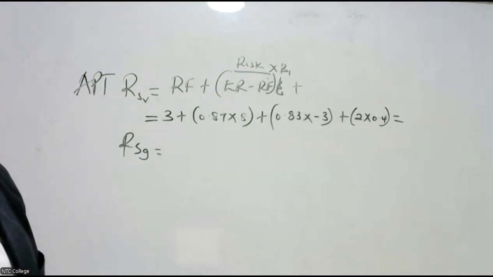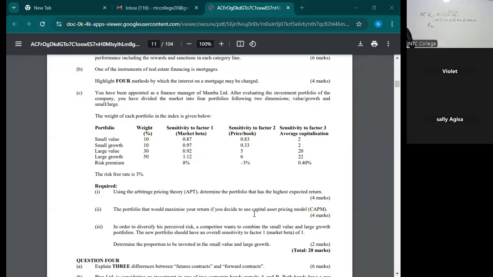So the examiner was not bad. Then the portfolio that will maximize your return if you decide to use the capital asset pricing model. What will be the difference if you're using the capital asset pricing model? Then in order to diversify his perceived risk, a competitor wants to find the small value and large portfolios. The new portfolios will have an overall sensitivity factor of 1. That is the beta of the market. So if you're using CAPM, then you're using the beta of the market. Market beta is given as 1.